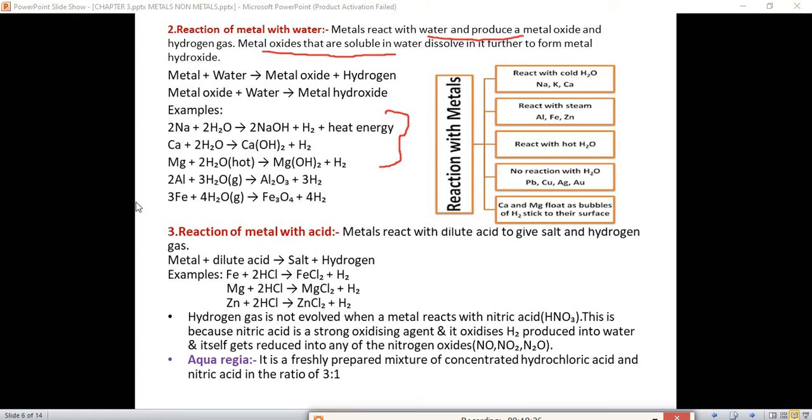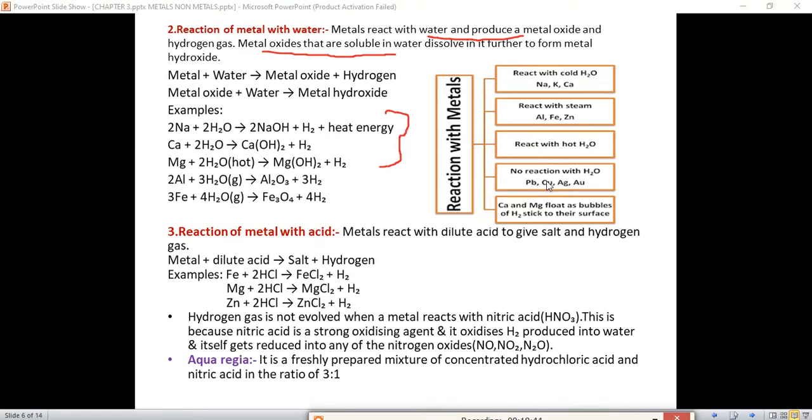Now have a look at this table, reaction of metals. These three metals, sodium, potassium and calcium, can react with cold water. Aluminum, iron and zinc will react with steam, meaning gaseous water.